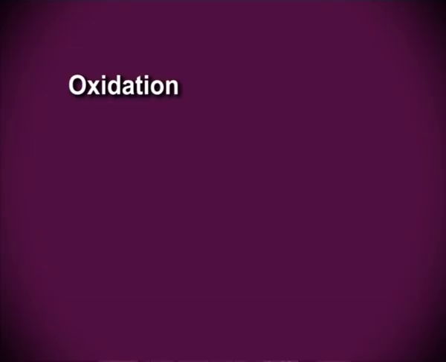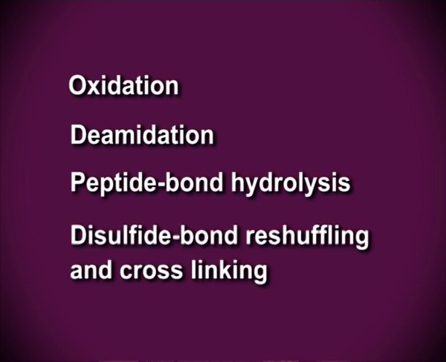In addition to the physical forms of protein degradation, it is also important to be aware of the possible pathways of protein chemical degradation. These include oxidation, deamidation, peptide bond hydrolysis, disulfide bond reshuffling and cross-linking.